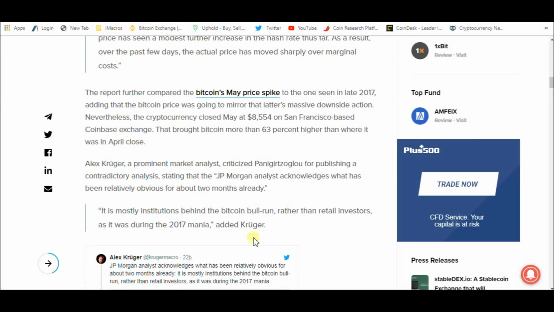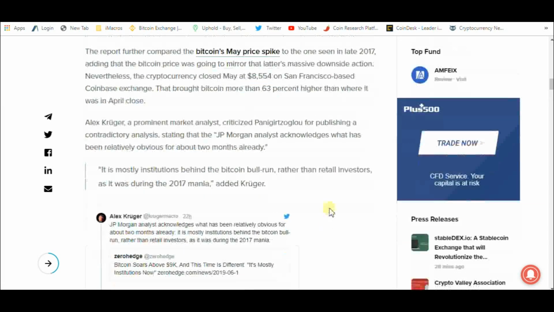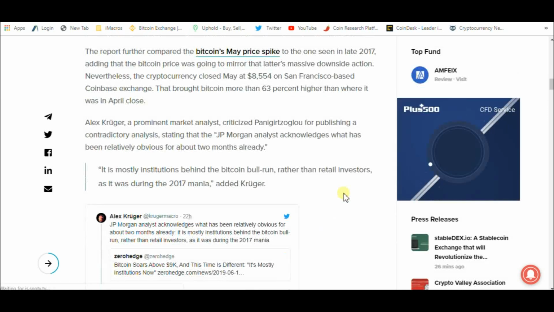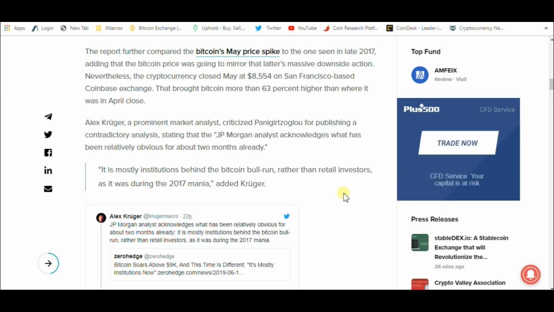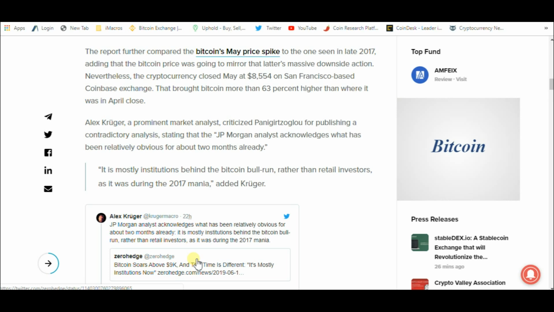And then it's this Kruger guy. He says, it is mostly institutions behind the Bitcoin bull run rather than retail investors, as it was during the 2017 mania. I want to make one point here, folks. These guys are just figuring all this out. We've known this for a long time. Just remember this as we go into this. I want you to remember this and remember it good.